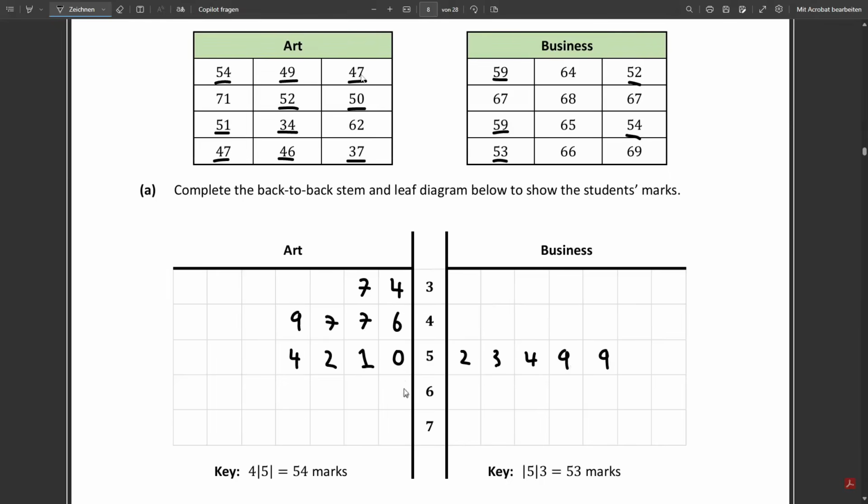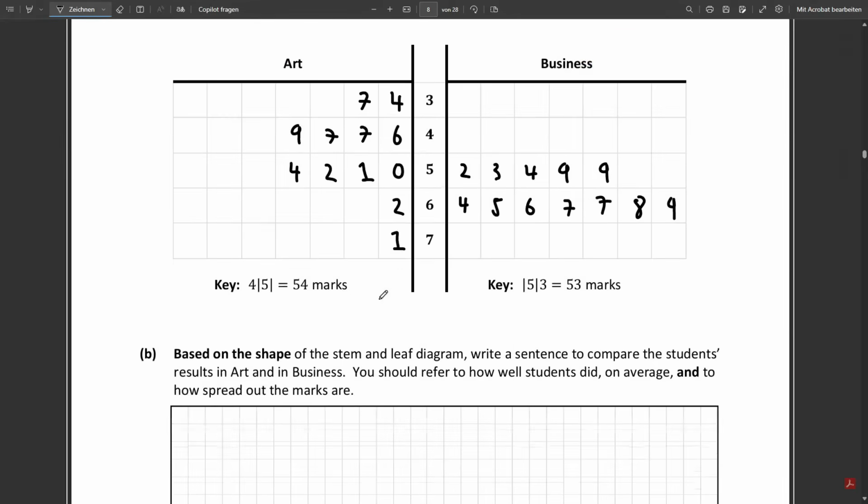Now we're up to the 60s. So here we have 62, and that's it for art. So we're putting that on the left. And then we can just put in the last one, the 71 for art. Then for business, we have 64 is the lowest one. So we have 64. We have 65 is the next one. We have 66. And we have 67 twice. So we can put in the second 7. And then 68 and 69. And that's the stem and leaf plot done.